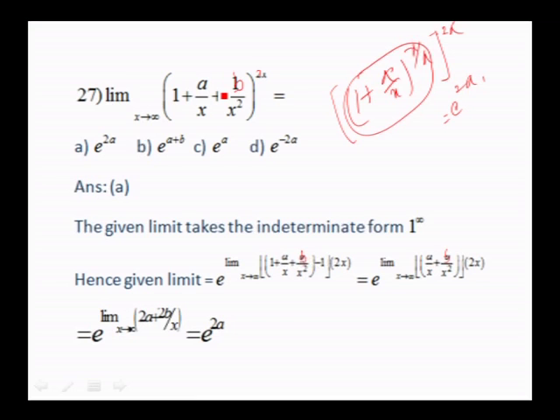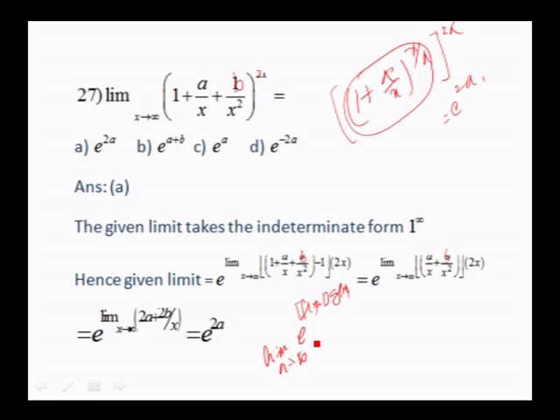Our formula I mentioned: if the limit of fx as x tends to infinity is 1 and the limit of gx as x tends to infinity is infinity, then I can write this 1 to the power of infinity as e to the power of limit as x tends to infinity of fx into gx. See, this is 1 plus a by x plus b by x square, minus 1, that is fx minus 1. So limit as x tends to infinity of e to the power of fx minus 1 into gx.